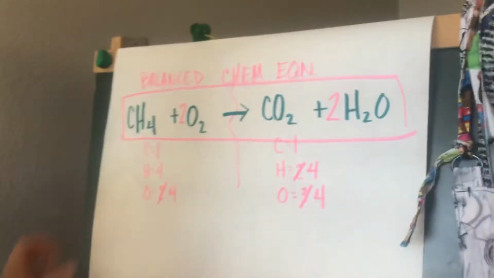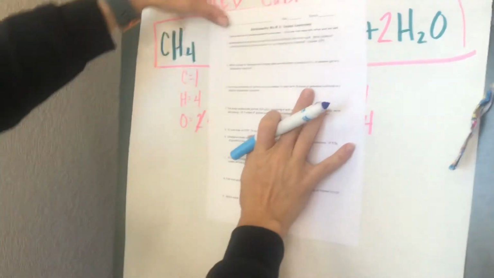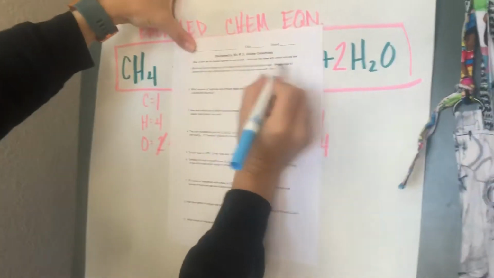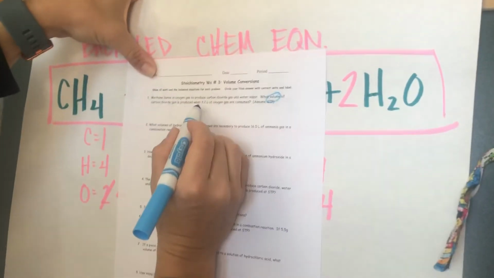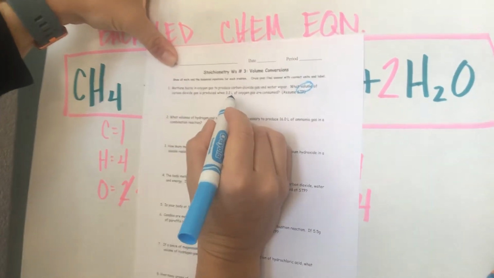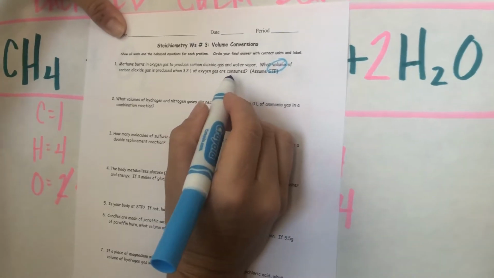All right, so now what we need to do is let's take a look at the problem. The problem tells us that what volume, again, remember volumes in liters, of carbon dioxide gas is produced when 3.2 liters of oxygen gas are consumed.